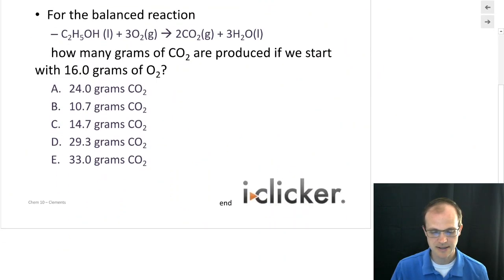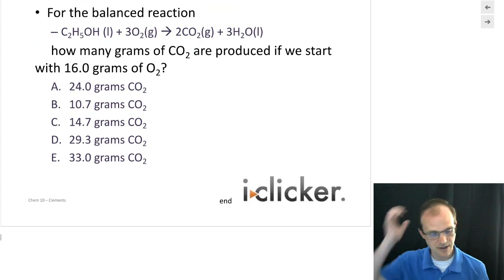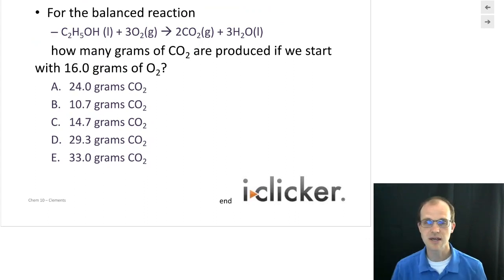All right, here is one for you to work on. For the balanced reaction, we saw this one before. We were doing it in moles and moles. Now we're going to do it in grams and grams. Okay? How many grams of CO2 are produced if we start with 16 grams of oxygen? I want you to pause the video, try to work this one out, get the right answer, and see where you went.